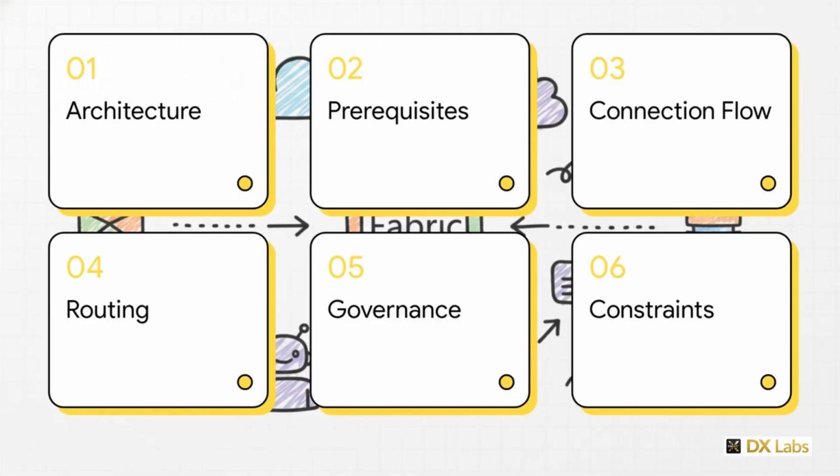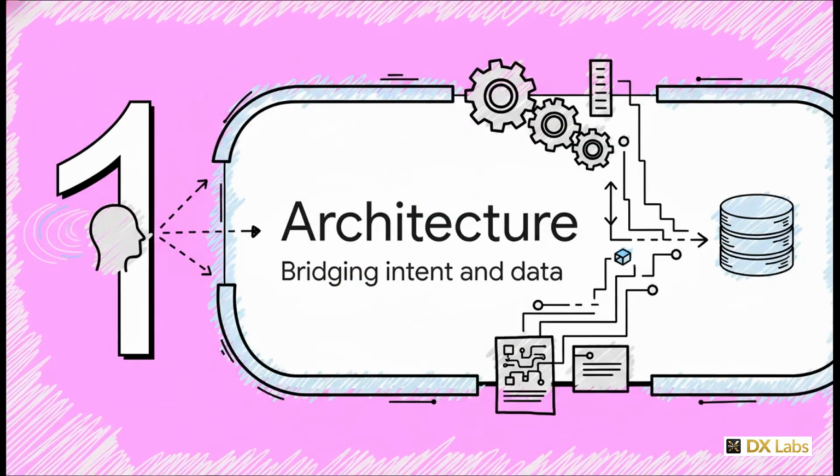Here is our agenda for today. We're looking at 1. Architecture, 2. Prerequisites, 3. Connection flow, 4. Routing descriptions, 5. Governance, and finally, 6. Constraints. Topic 1. Fabric Data Agent Architecture.